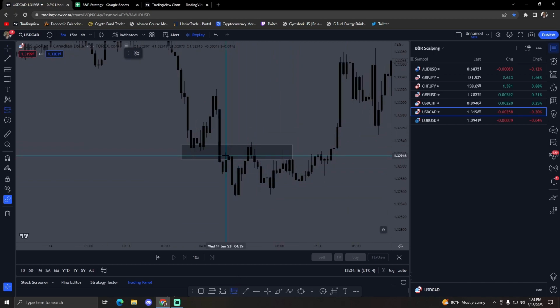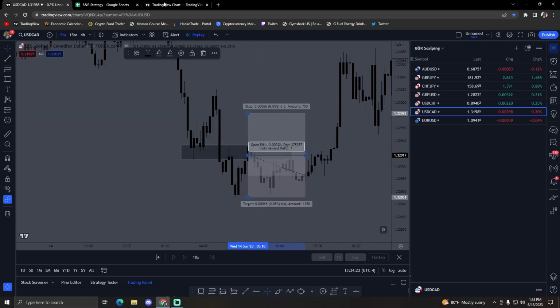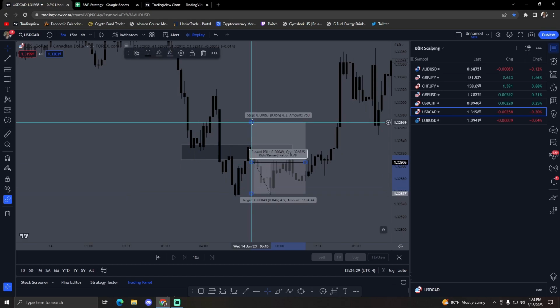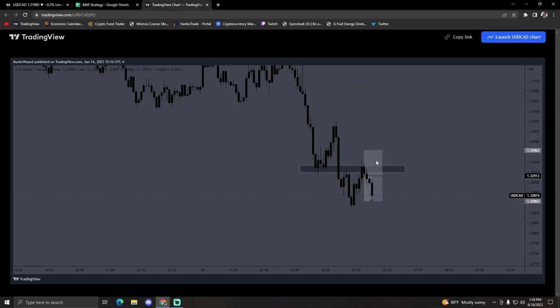I didn't enter on this first retest. I got in on the second retest. I think I got in around here. No, I got in a bit lower, like down here. And obviously this trade won. That was my entry.